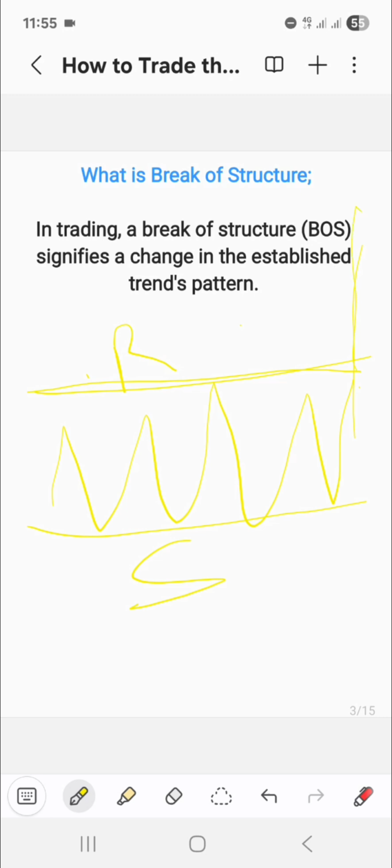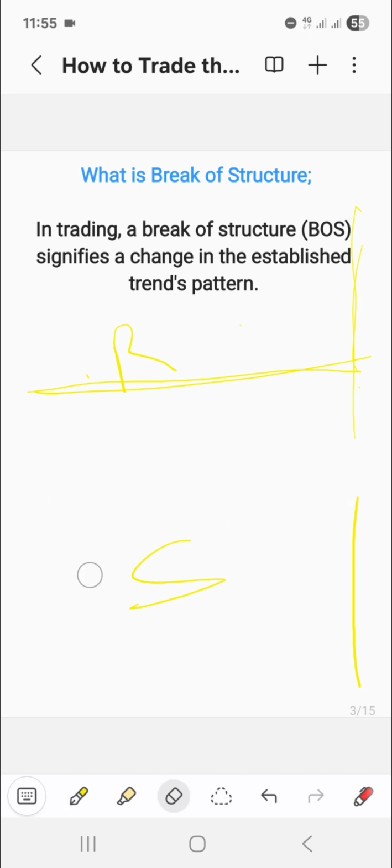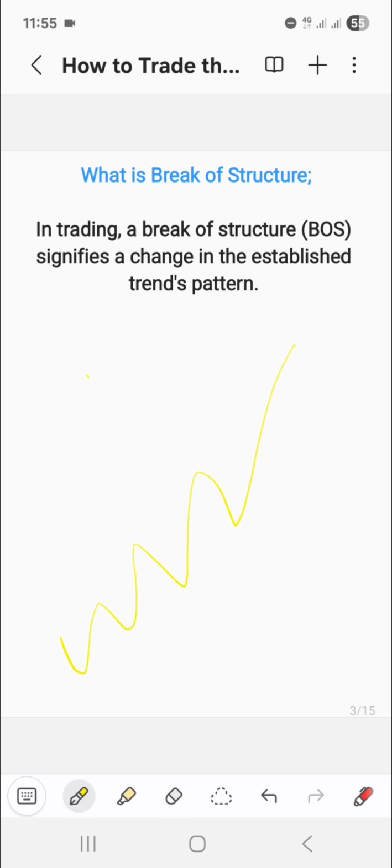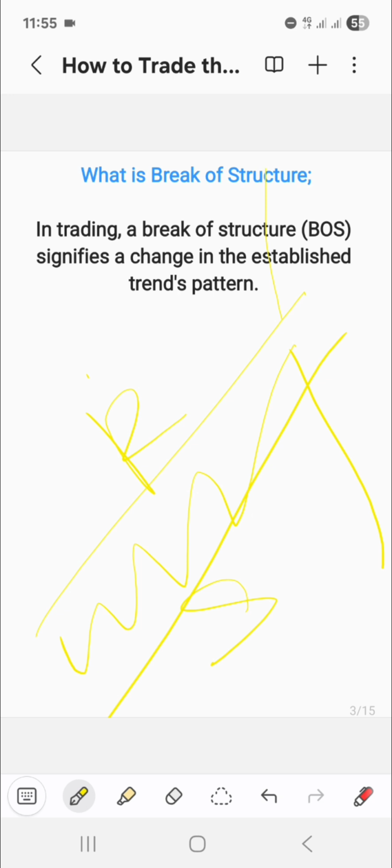So this is a break of structure going here, and it comes down here, a break of structure as well when it closes below this. So that's a break of structure occurring right there. We can also have it in a trend line format. This is a trend line here. This is the support on the trend line, and this is the resistance on the trend line. Can it break above or break below here?